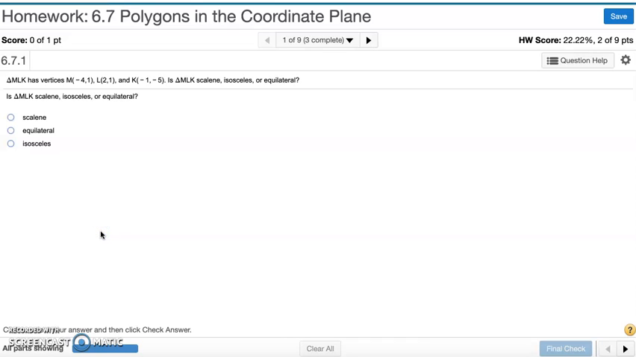6-7. Polygons in the coordinate plane. Number 1. If triangle MLK has vertices M, L, and K, is the triangle scalene, isosceles, or equilateral?